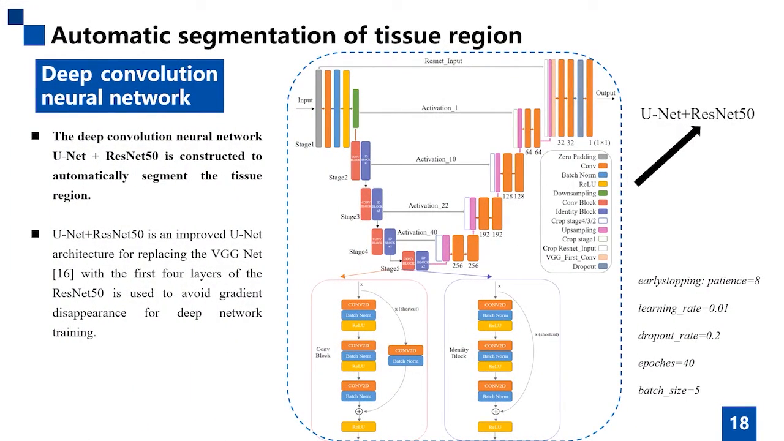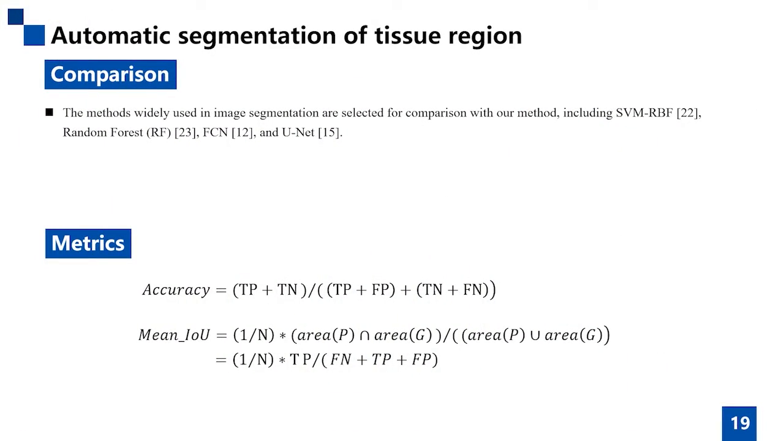We use the structure of the UNet to enable learning of both high-level and low-level features. An improved UNet architecture, replacing the VGGNet with the first 4 layers of the ResNet 50, is used to avoid gradient disappearance in deep network training and improve the model segmentation accuracy, which is called UNet plus ResNet 50 in this paper. The methods widely used in image segmentation are selected for comparison with our method, including SVM, RBF, Random Forest, FCN, and UNet. Accuracy and the mean IOU are used as evaluation metrics of models.